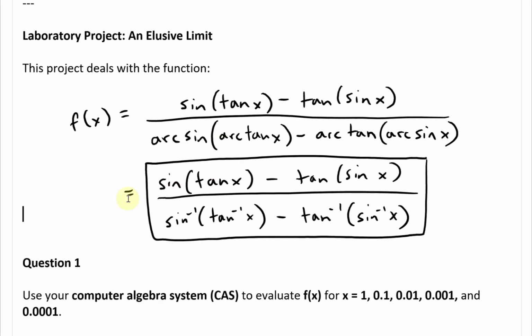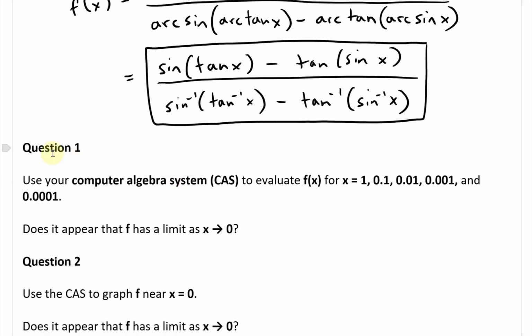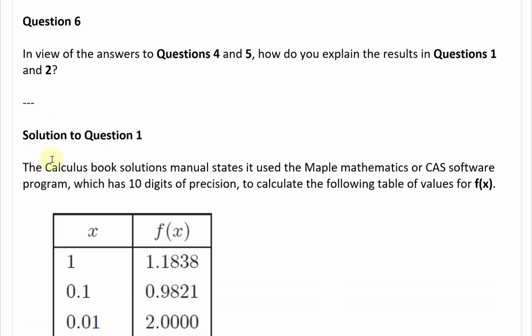Alright, so now that we have this equation, the questions that we're going to look at are over here. Question 1, use your computer algebra system, CAS, just an abbreviation, to evaluate f of x for x equals 1, 0.1, 0.01, 0.001, and 0.0001, so 3 zeros. And then the question asks, does it appear that f has a limit as x approaches 0? So solution to question 1.